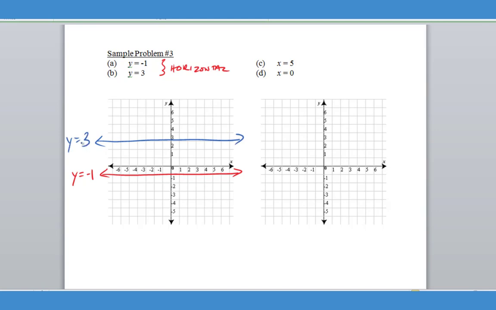For C and D, we now have x equals, and so these are vertical lines. And so x equals to 5 would be the vertical line at x equaling 5. And then here's the tricky one, x equals to 0. Well, x equals to 0 is actually the y-axis. So that's x equals to 0. So there's a quick lesson on graphing horizontal and vertical lines, and remember, if you can learn this very well, you could steal a point here or there on a standardized test.